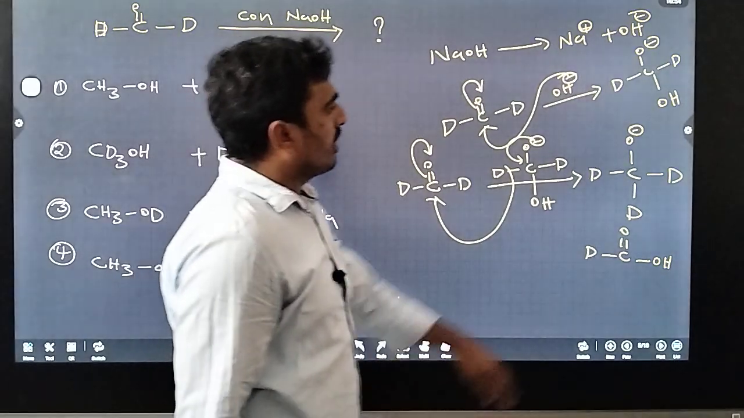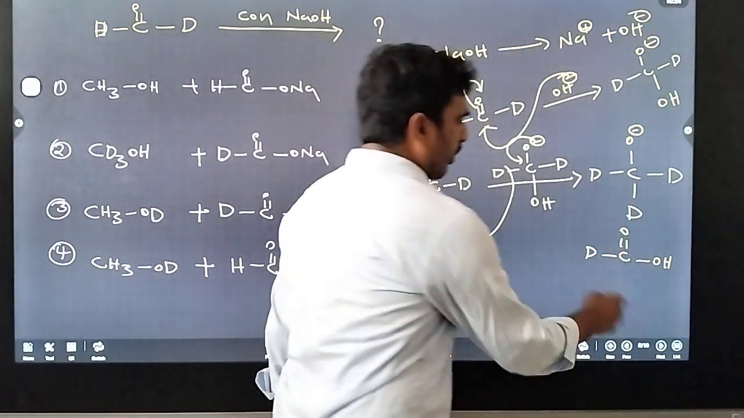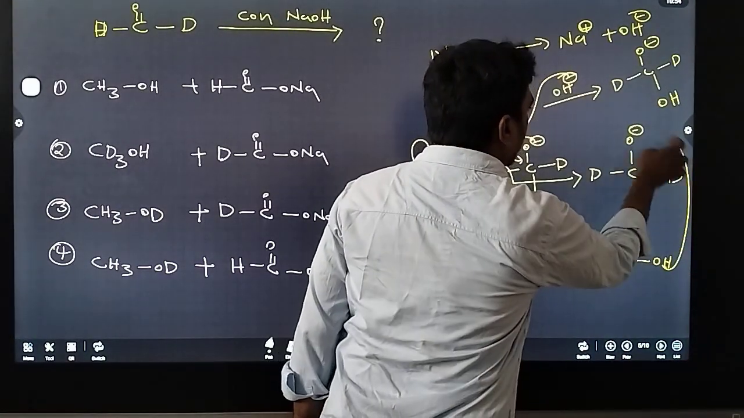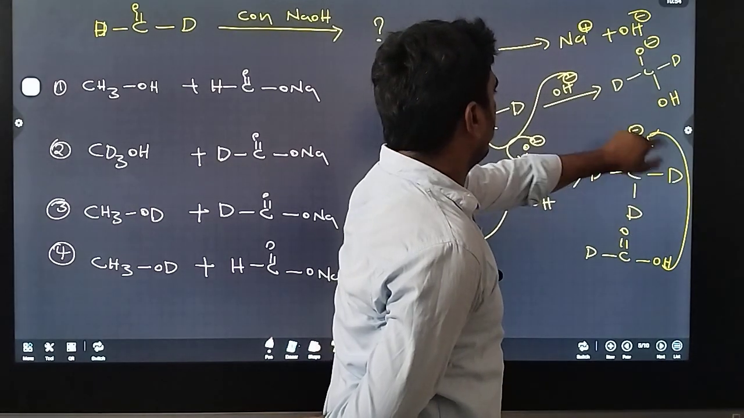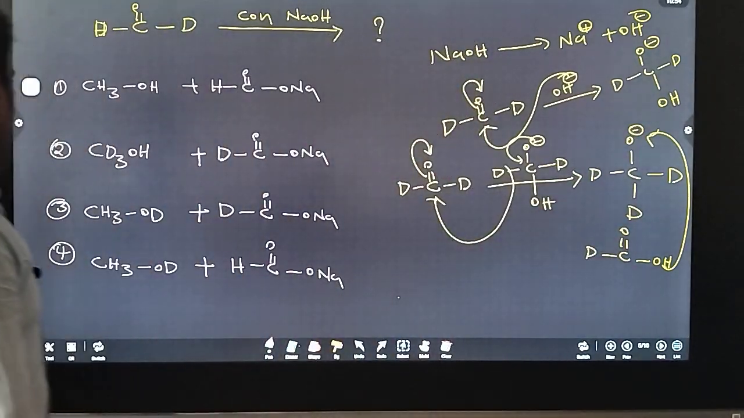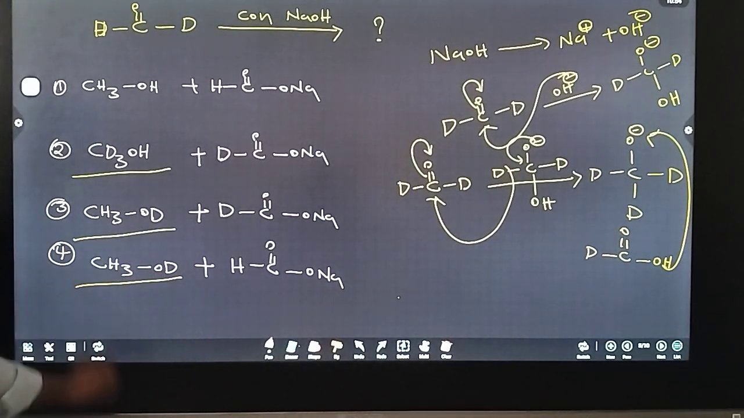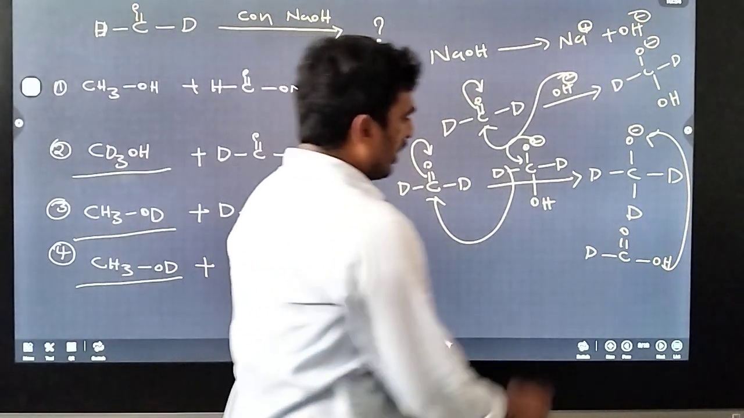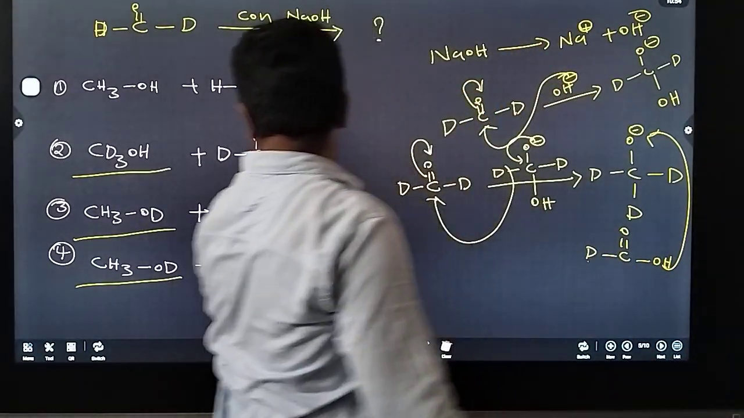So the first one is a conjugate base. So this is an acid, which provides the H plus ion. This H plus ion attacks on here. So we get CD3OH. So the remaining part is C double bond O minus. Here Na is there. Okay.